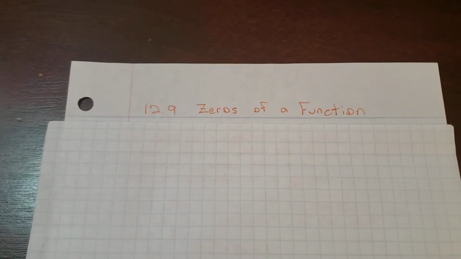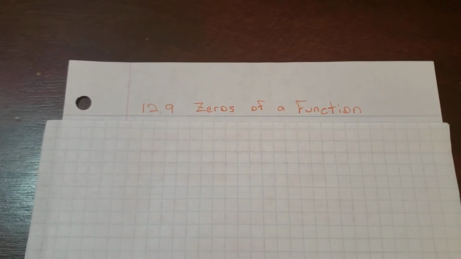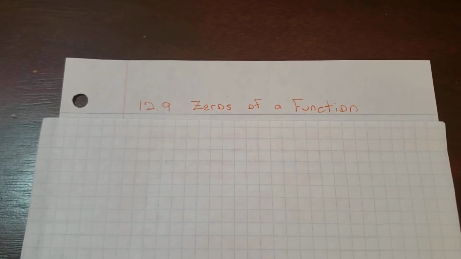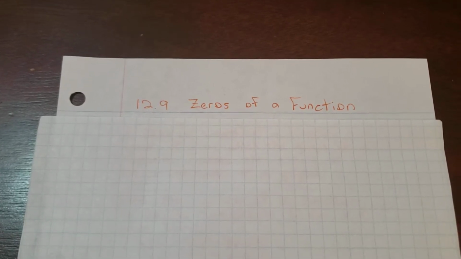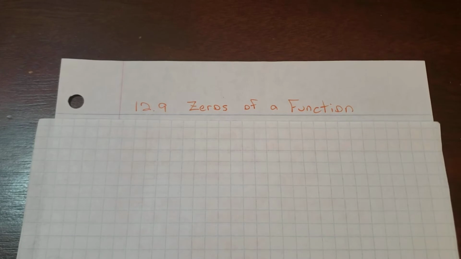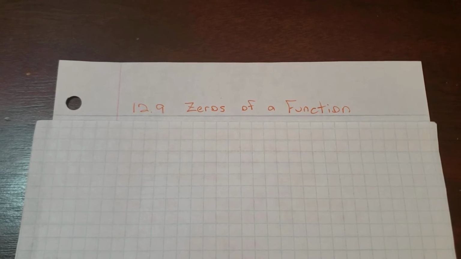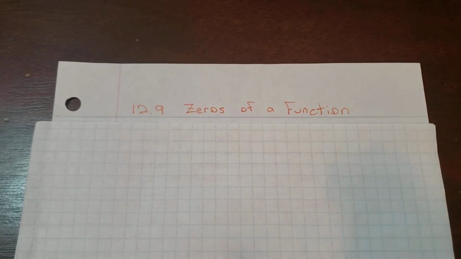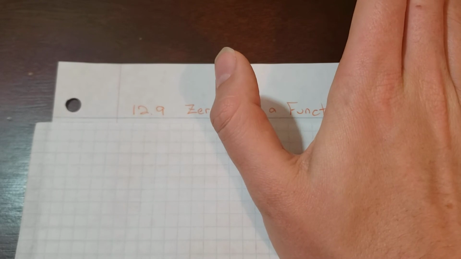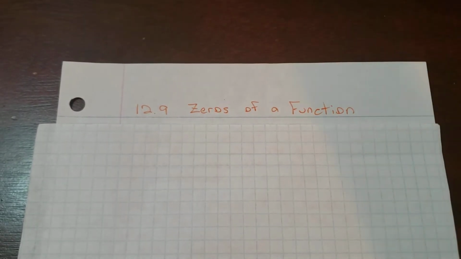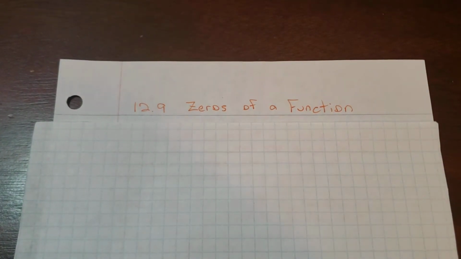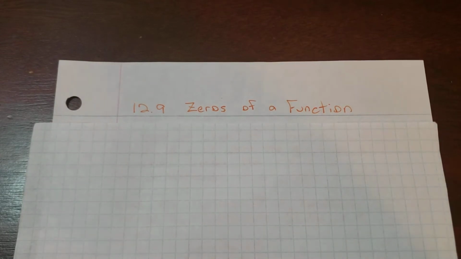Today we have lesson 12.9. We are going over the zeros of a function. Now, I've got a big definition at first, but let me just remind us. Zeros, it's just talking about the x-intercepts. Quadratics or parabolas kind of look like this, and so typically they cross the x-axis twice.